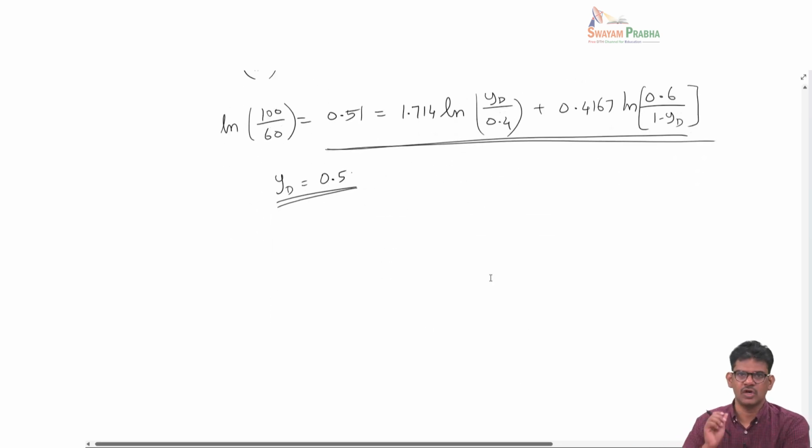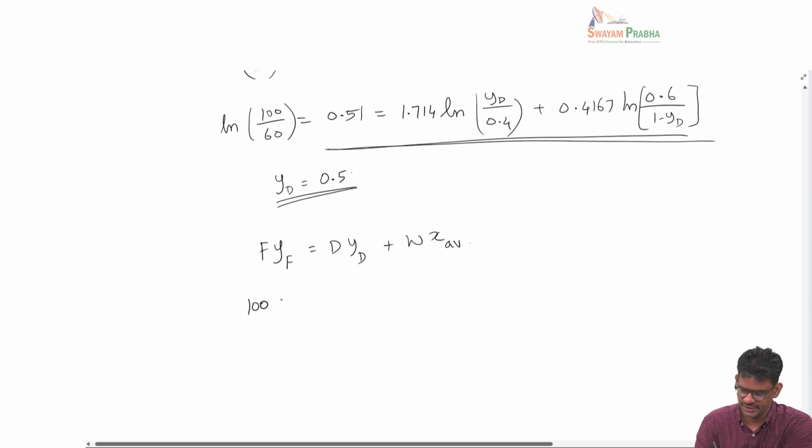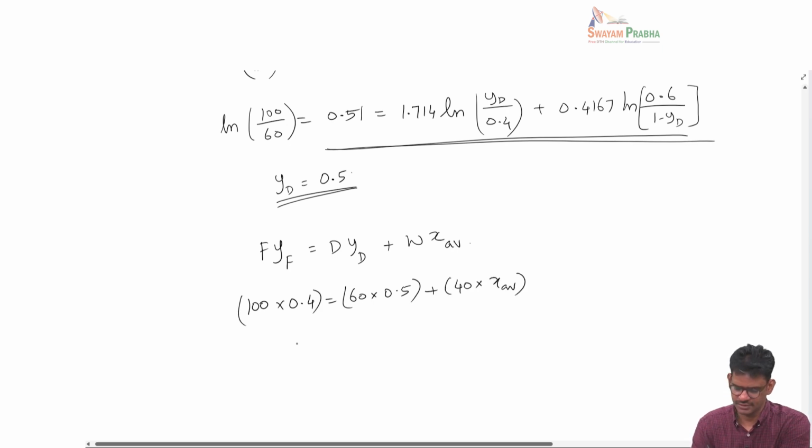Now to get the average composition of the condensate, we use the mass balance. So F is 100, YF is 0.4, D is 60, YD is 0.5, W is 40, and from here you solve X average, and X average would be something like 0.25.